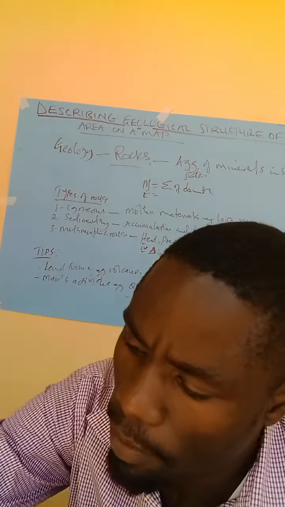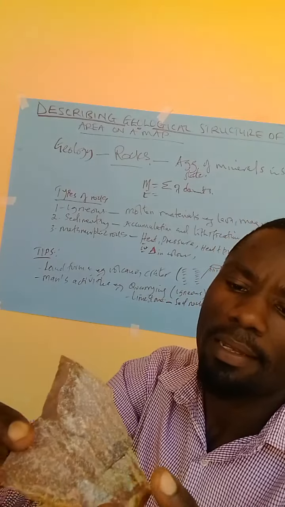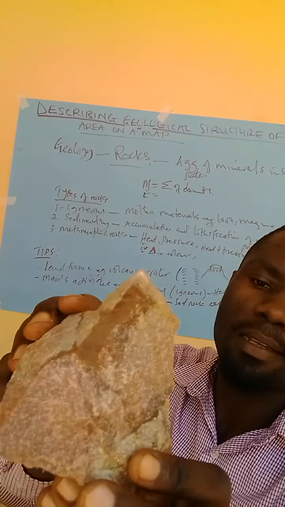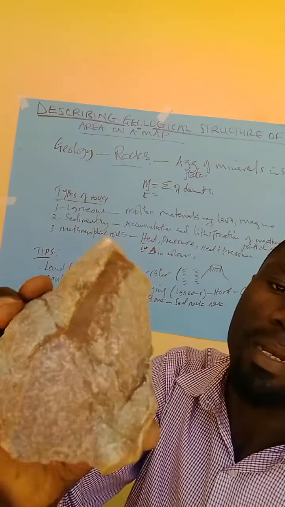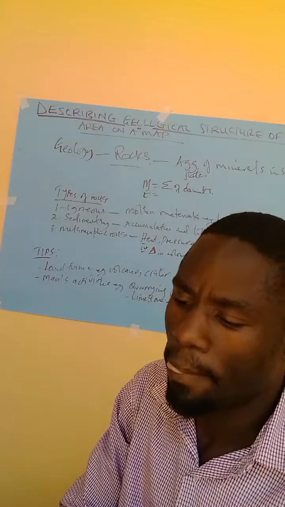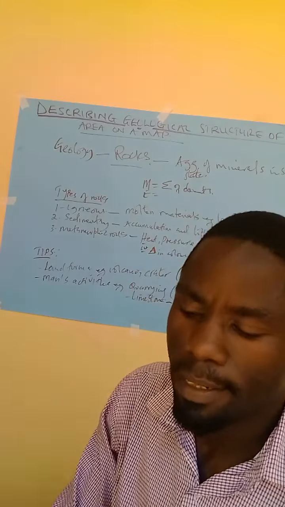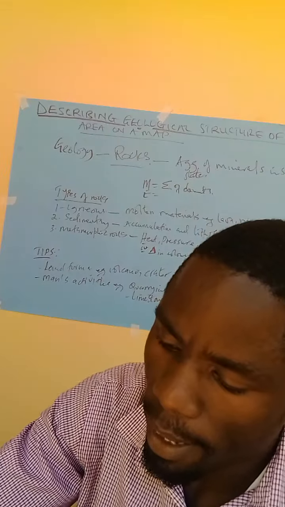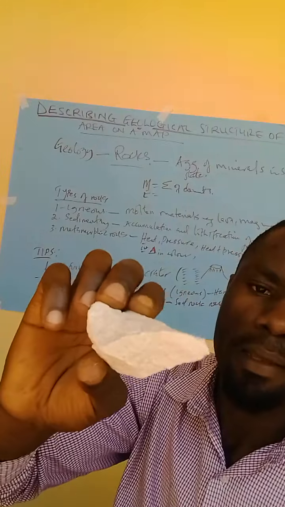There is another type of rock, called quartzite. Quartzite is also a metamorphic rock. Quartzite comes from sandstone. When sandstone is subjected to heat, we get quartzite. We have another one here, quartz.